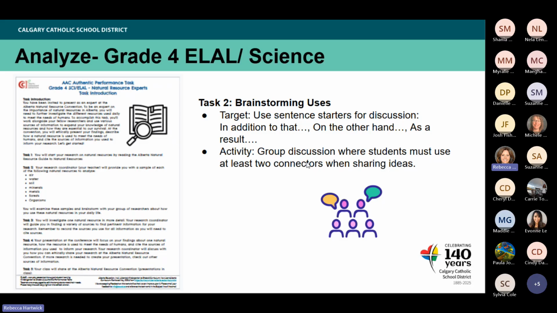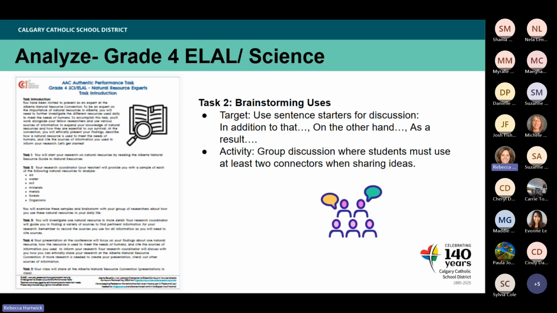So for this part, use sentence starters for discussion. In addition to that, on the other hand, as a result, and the activity group discussion where students must use at least 2 connectors when sharing ideas. So again, it's really valuable to provide sentence starters for students when they're speaking. It allows them to learn to use that more academic language.